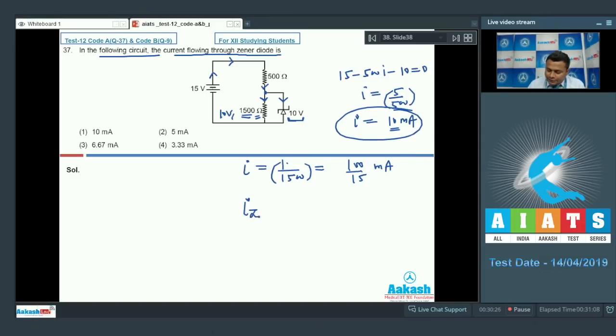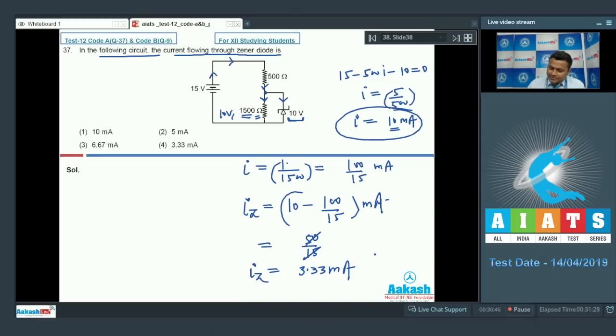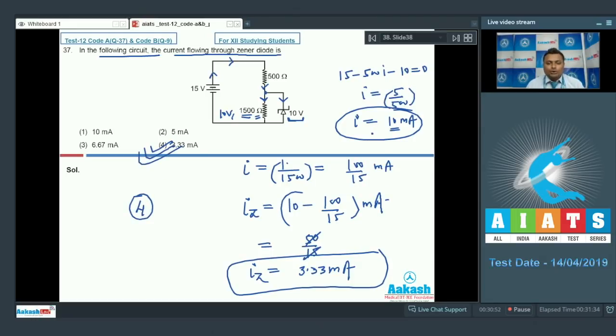So I across Z will be 10 minus 100 upon 15 milliampere. Solving it, 150 minus 100, that is 50 upon 15. After solving, 3.33 milliampere. So this is the current across the Zener diode. We have to go with option number 4, which is absolutely correct. Move on to the next.